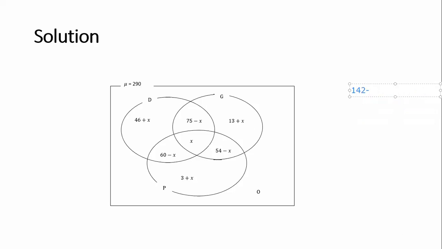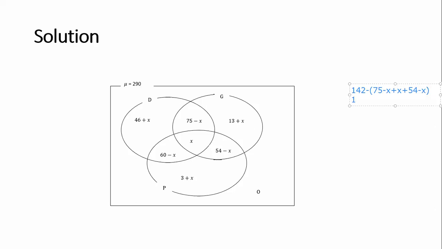So for those people that read the Guardian and the Daily Times, they are 75. So we want to subtract that 75 minus x, plus the people that read all three, 3x, plus the people that read the Guardian and the Punch, 54 minus x.